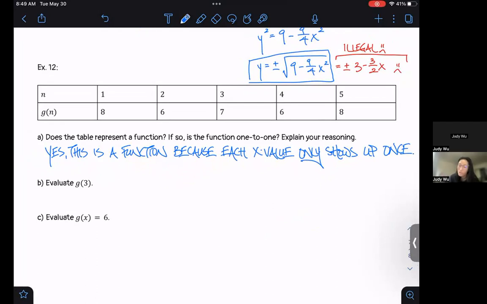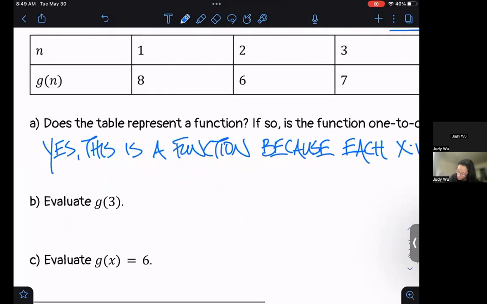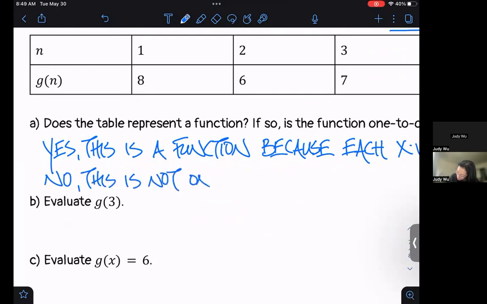So since it's a function, now we have to answer this question, is it one-to-one? All right, one-to-one, that's that horizontal line test, right? If it crosses more than one time. Or it could be that y values show up more than one time. And I notice the 8s show up twice and the 6s show up twice. So even though this is a function, no, this is not one-to-one.